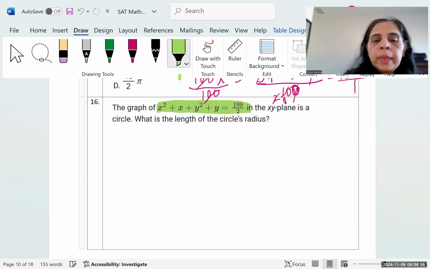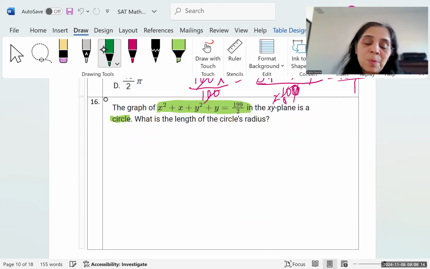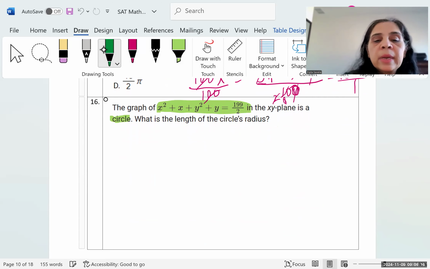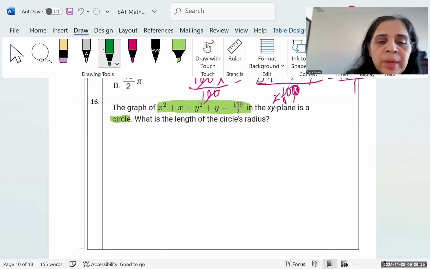In the xy plane is a circle. So we have the given circle equation. What is the length of the circle's radius? Guys, do you remember the standard form of the equation of a circle with center (h, k) and radius r? Please remember this. You will see questions like this in your test.